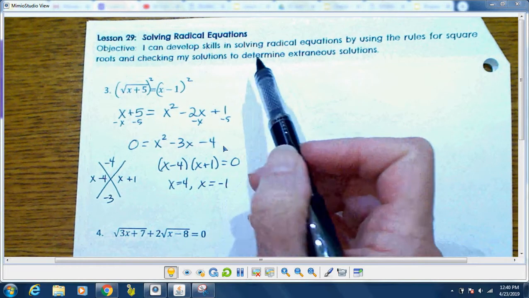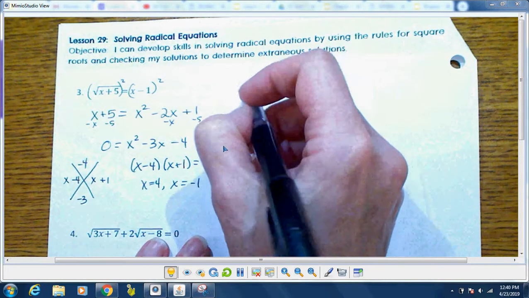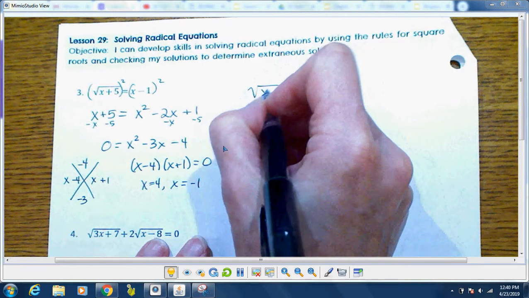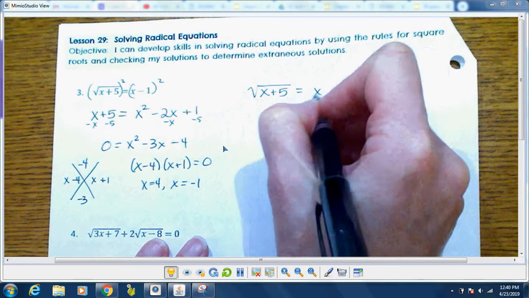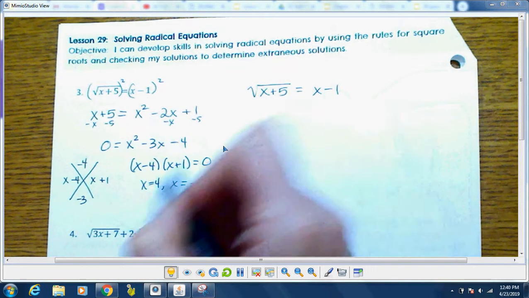Don't forget to check your solutions. So, got my original equation. Okay, so I'm going to plug in 4.